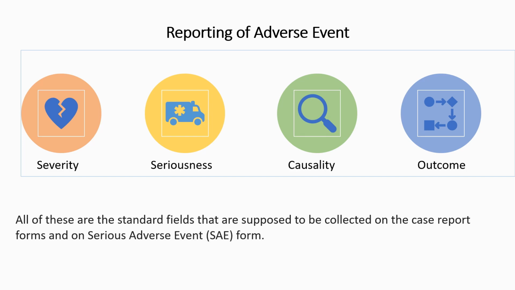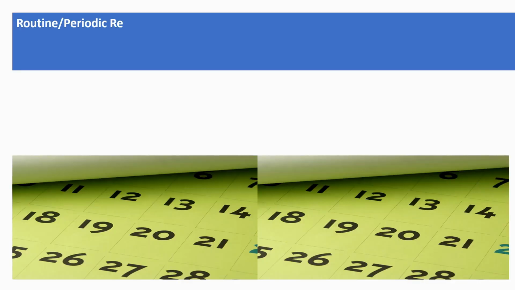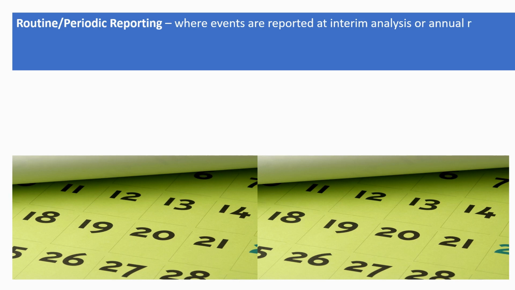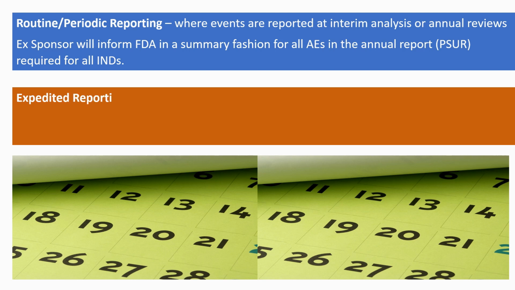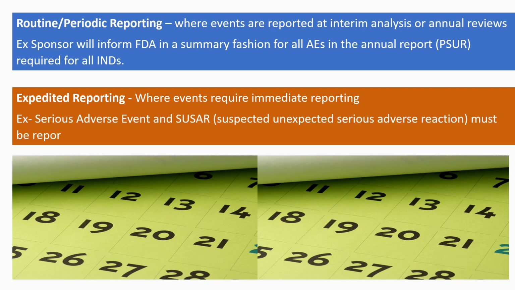There are two types of reporting: routine or periodic reporting, where events are reported at an interim analysis or annual reviews. For example, the sponsor will inform FDA in a summary fashion of all the AEs in the annual report or periodic safety update report required for all the INDs. Expedited reporting, where events require immediate reporting. For example, serious adverse events and unexpected serious adverse reactions must be reported to the regulatory agency and IRBs in an expedited way.